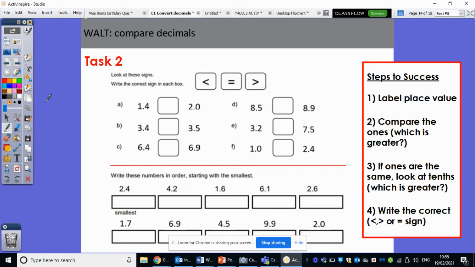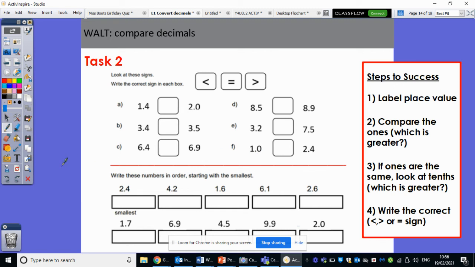So, task 2. What I'd like you to do is have a look at these numbers over here. And you just need to, like we've just done, insert the correct greater than, less than, or equal sign into these boxes. So again, we'll do number 1 together. So 1.4, 2.0, and then we just write the correct symbol in these boxes.